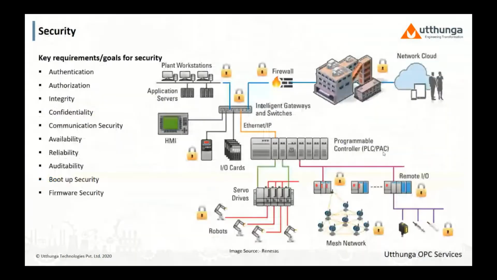So with respect to security, there are different security goals defined with respect to OPC security. Authentication, authorization, integrity, confidentiality, communication security, and with respect to availability, how it is going to protect itself so that it is available most of the time, and reliability, auditability based on what are all the events that are happening, who accessed what, when, and what has happened in all such cases, boot up security and firmware security.